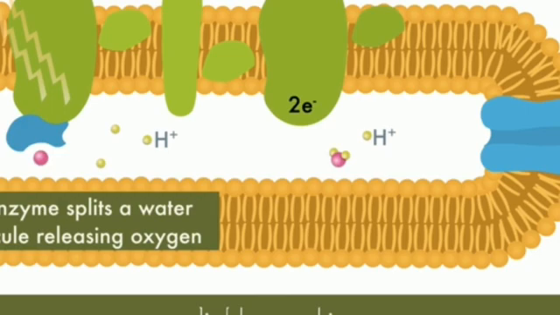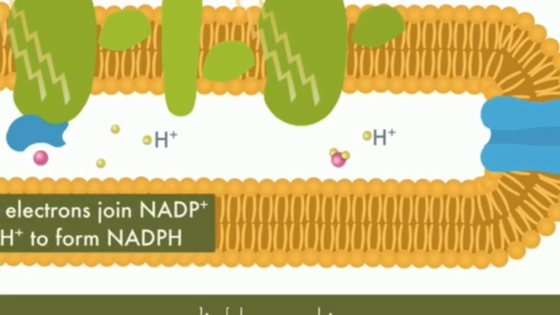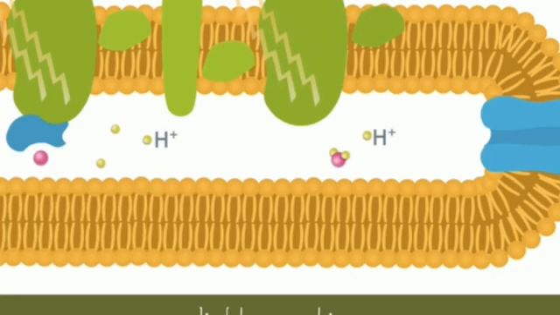This process also pumps some hydrogen ions into the thylakoid space. Enzymes then split a water molecule, releasing oxygen, which diffuses out of the plant. Right now there is only one oxygen atom, but another water molecule is also split, giving two oxygen atoms.